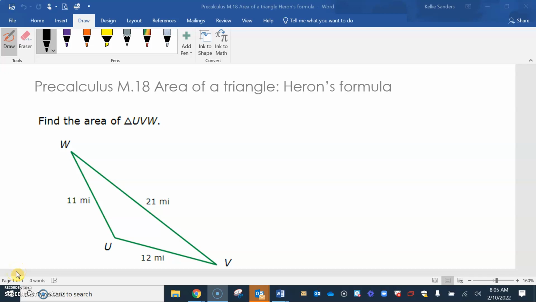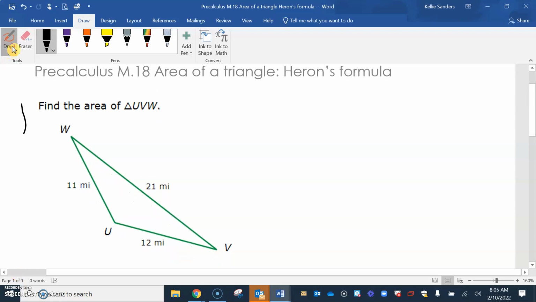Last one in Unit M.18, Area of a Triangle, Heron's formula. On this one, I'm going to give you a formula. Area equals 1/2 base times height for a triangle. But if you're not given any angles, then you're not going to be able to use the sine method. So if you're given all three sides, then this is what you're going to do. And I have no idea where this came from, but it's going to be super duper easy.